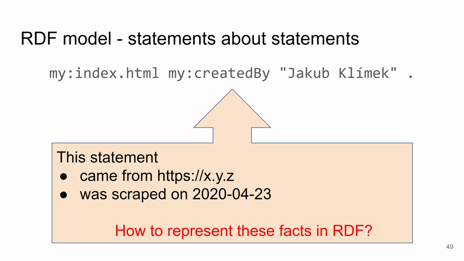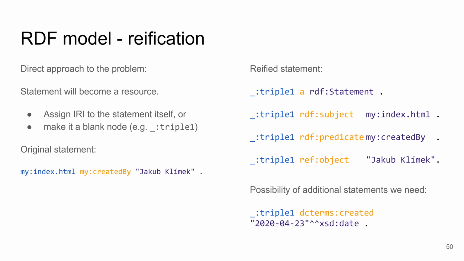For instance, some metadata like when it was created and so on. So what can we do? What can be done about this? Well, there is a direct approach called reification, which will solve the problem that I just mentioned, that the triple does not have any identifier, so we cannot have any data about it. And it will assign an identifier to that triple.